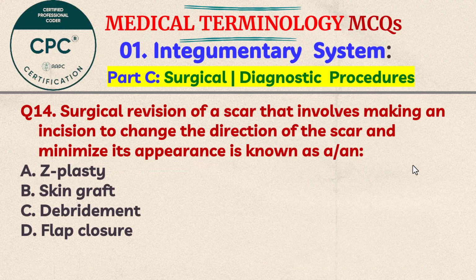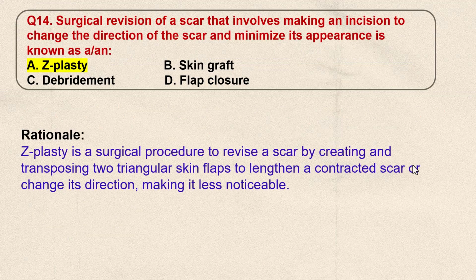Question number 14. A surgical revision of a scar that involves making an incision to change the direction of the scar and minimize its appearance is known as an A. Z-plasty, B. Skin graft, C. Debridement, D. Flap closure. Think the answer. The correct answer is A. Z-plasty. Z-plasty is a surgical procedure to revise a scar by transposing two triangular skin flaps to lengthen the contracted scar or change its direction, making it less noticeable.